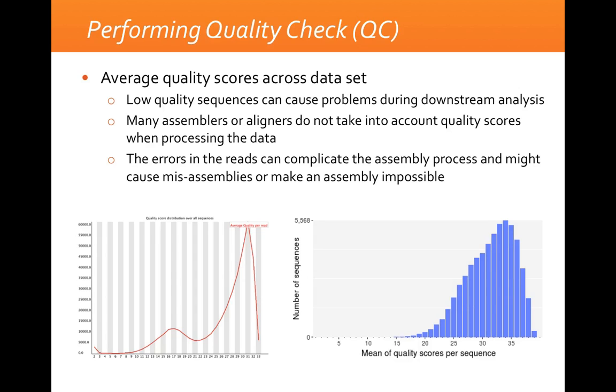We can also view things like the average quality score across the whole data set. On the y-axis here you have the number of sequences, and you would like most of your sequences to be in the top end here, above 30, the average quality score of each of your reads in this region here, and not down here.